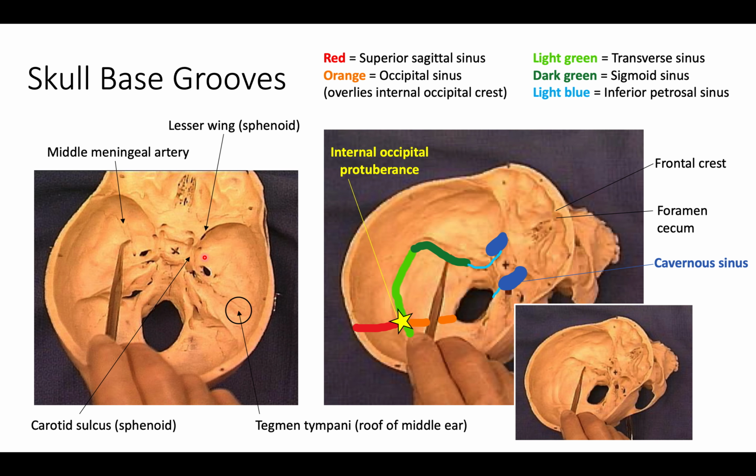So right here is the carotid sulcus in the sphenoid. Right here is the tegmen tympani, which is the roof of the middle ear. And right here we've got labeled the lesser wing of the sphenoid. So over here we've got our sinuses labeled. So this is the superior sagittal sinus. As it comes down to the star, that's going to be the confluence of sinuses at the internal occipital protuberance. As we continue on around in light green, we've got the transverse sinus, continuing to the sigmoid sinus, making that S shape. And then right here in light blue is the inferior petrosal sinus, and then here is the cavernous sinus.